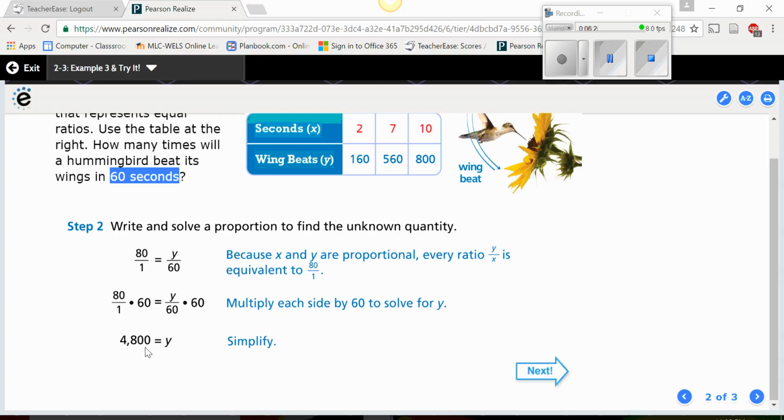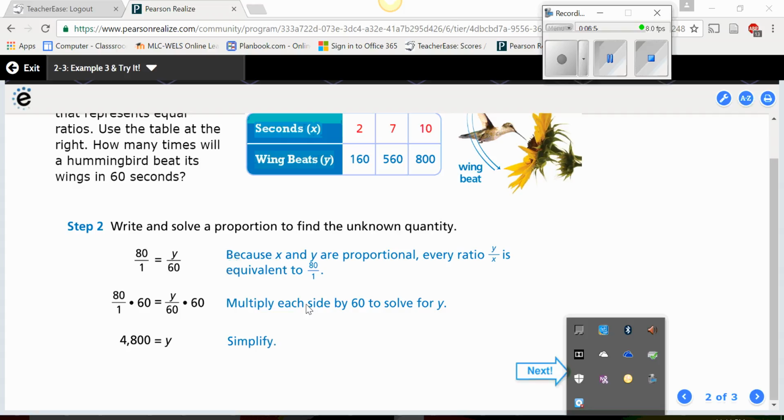Another technique that you could use here is what we would call cross multiply and divide. So I would take 80, multiply by the denominator here, and then divide by my denominator on this side. So 80 times 60, which would give us 4,800, and then divide by the 1 here.